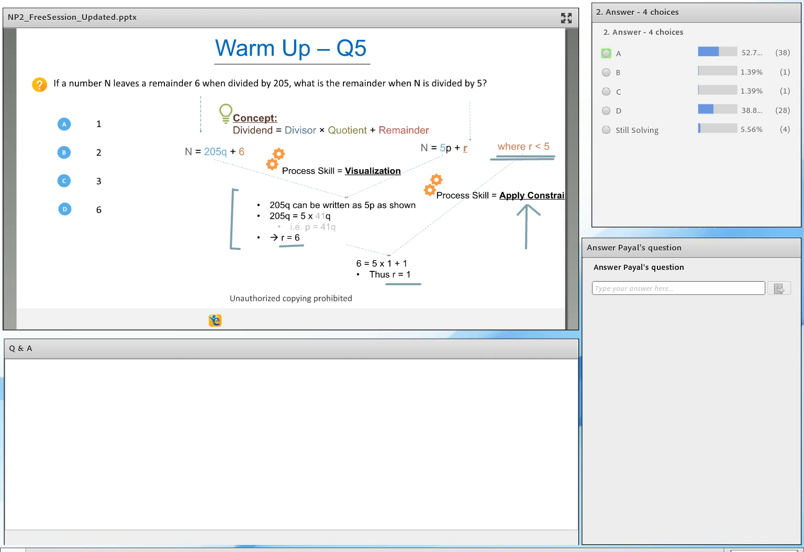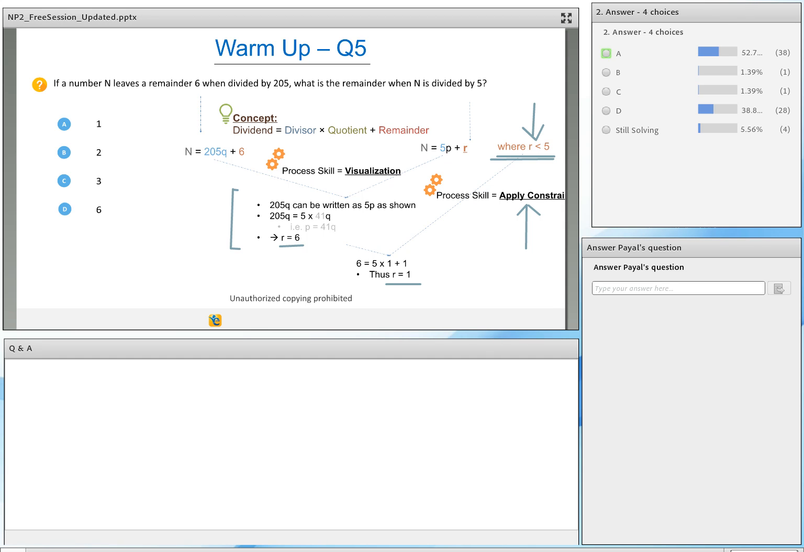Apply constraints. Constraints can be of conceptual nature. Over here, this constraint is of conceptual nature, wherein you know from your understanding of the concept that the remainder is less than 5. That remainder is less than the divisor. A constraint can be provided to you in the question statement as well, and we'll look at those examples in this session.